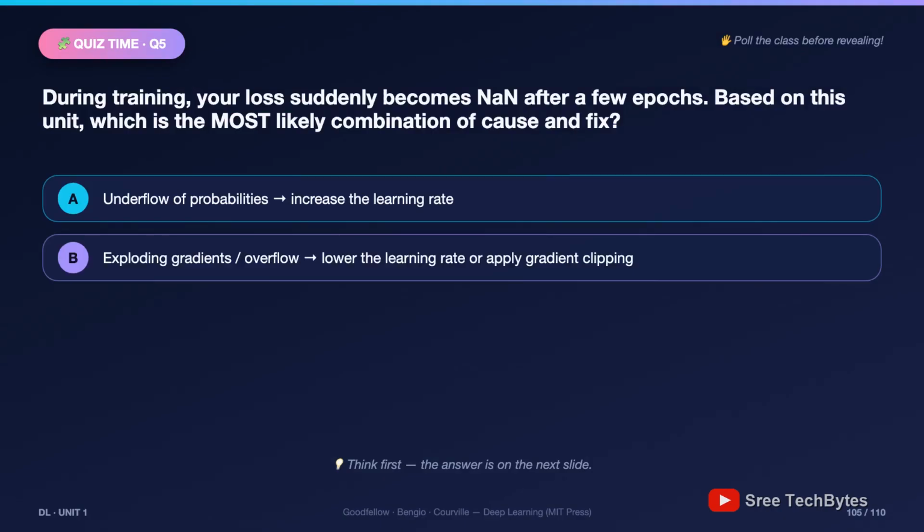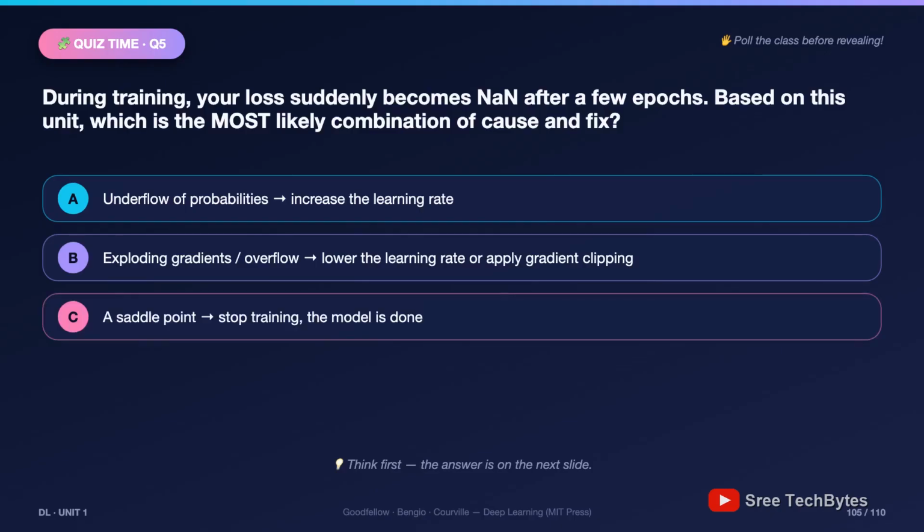Option A, underflow of probabilities, increase the learning rate. Option B, exploding gradients causing overflow, lower the learning rate, or apply gradient clipping. Option C, a saddle point, stop training, the model is done. Option D, vanishing gradients, remove all hidden layers.